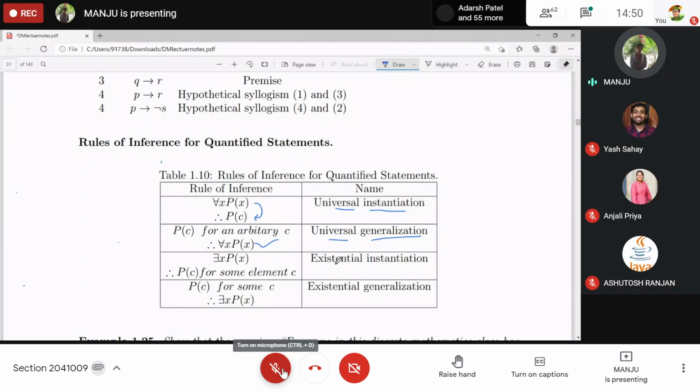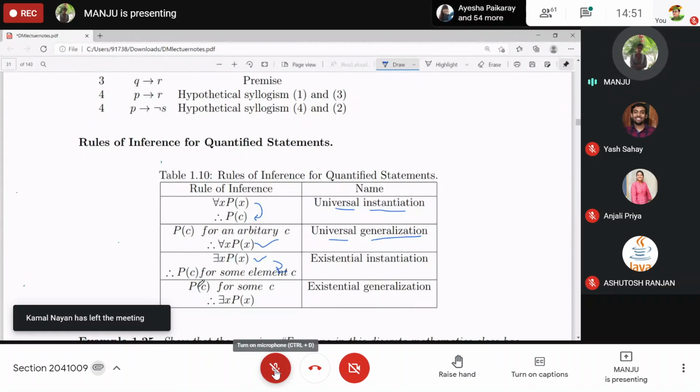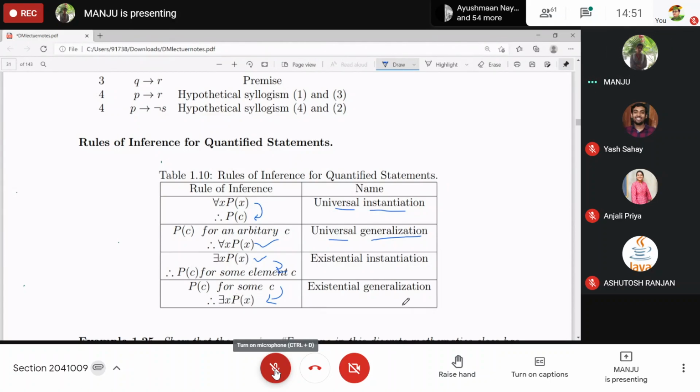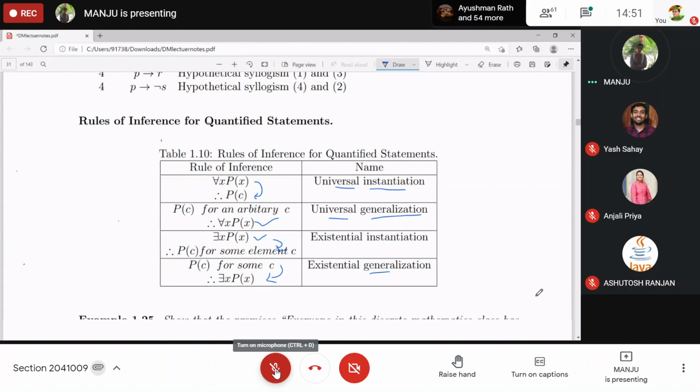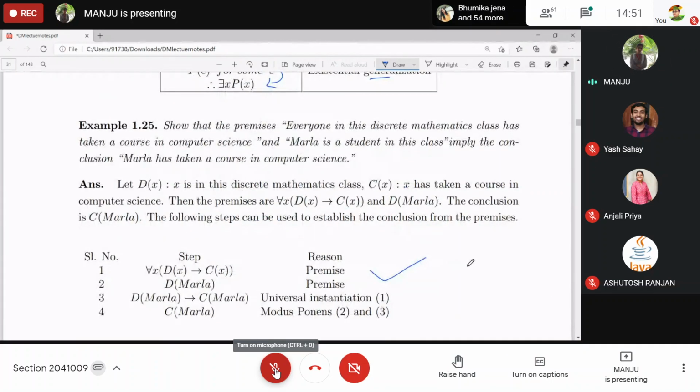Then you have existential instantiation. That is, from existential quantification, you are calculating at some instance. If there exists x P(x), you are sure that at some x it is true, right? So that some x is c. So you can calculate that P(c) is true. Then if P(c) is given, you can generalize it: there exists x P(x). We are sure that P(c) is true, so there exists x P(x) is true. That is existential generalization, from instance to generalization. Then we did some questions based on this.